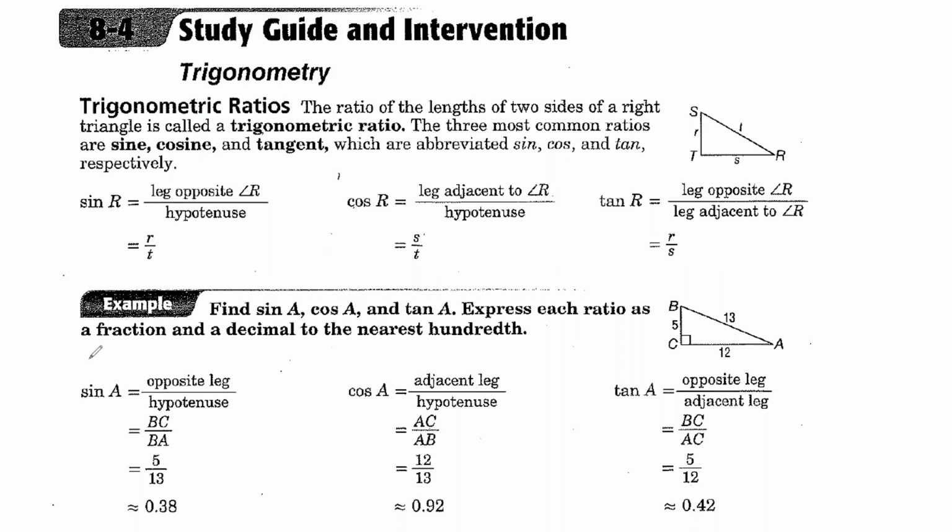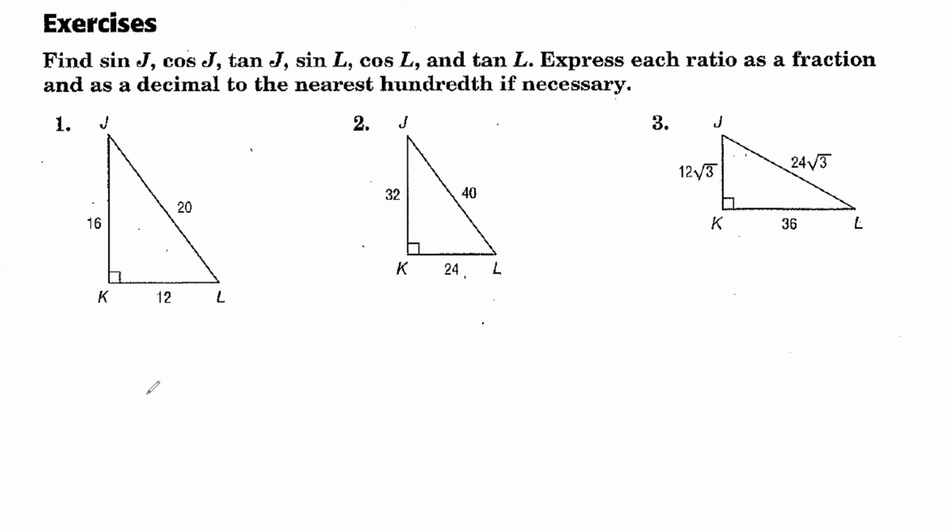Now, this is all about setting up ratios, which we're going to take another look at. So on number 1 here, I want to take a look at setting up some of these ratios. So for this first one, we are finding ratios of sine, cosine, and tangent of both of these acute angles. So we'll be doing sine of J, cosine of J, and tangent of J.